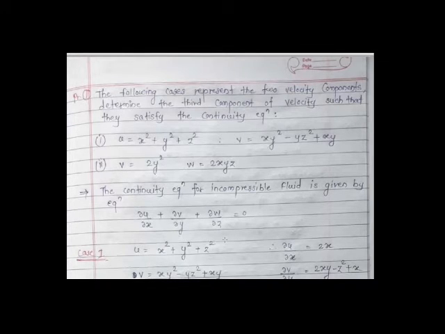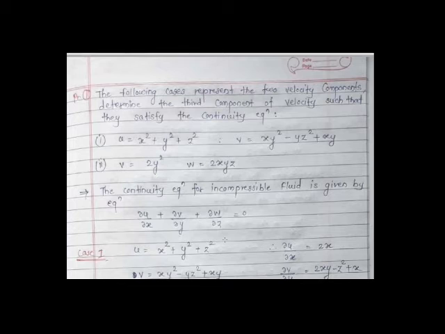Here the problem is: the following cases represent two velocity components. Determine the third component of the velocity such that they satisfy the continuity equation. So in the problem, they have given two cases. In the first case, they have given the values of u and v, and we have to find the third component, meaning the value of w. In the second case, they have given the values of v and w, and we have to calculate the value of u.